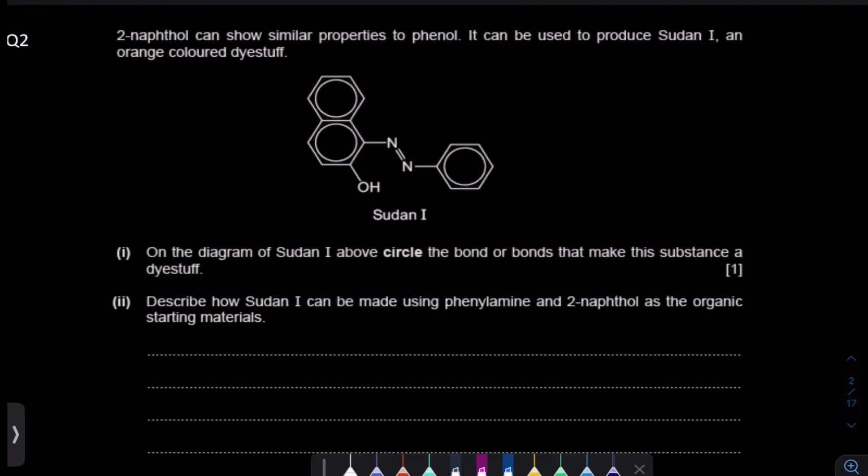Obviously, it is the diazonium bridge. ठीक है, so it is this one. So मैं इसको circle करता हूँ. Describe how Sudan 1 can be made using phenylamine and 2-naphthol as the organic starting material.